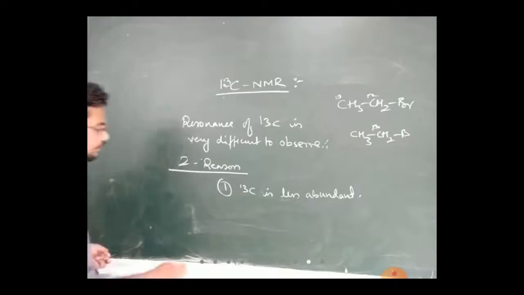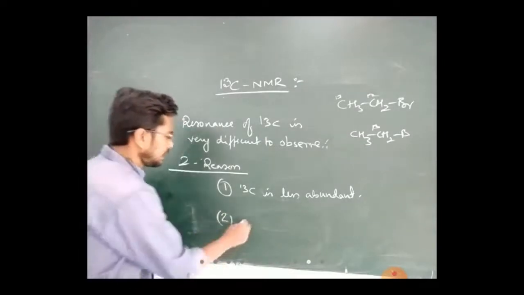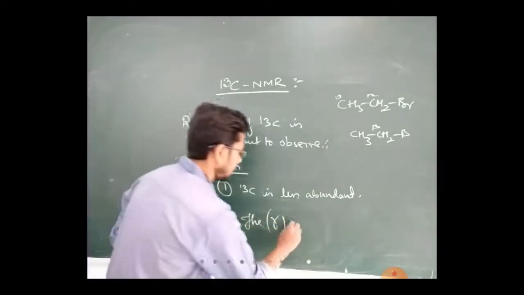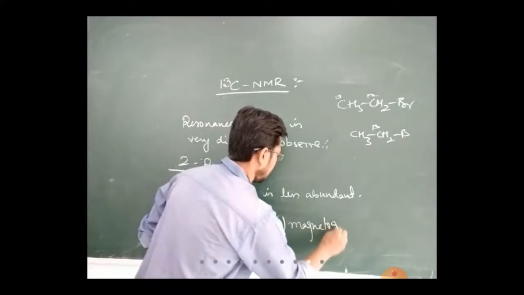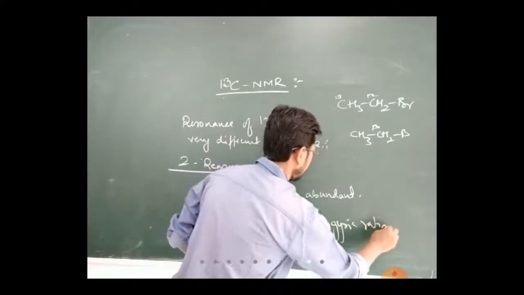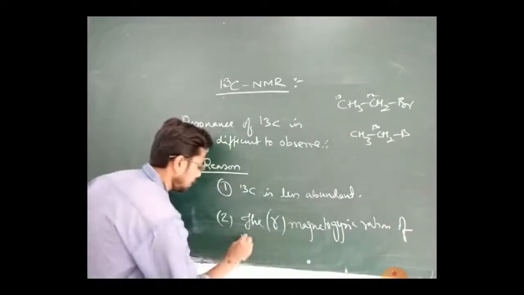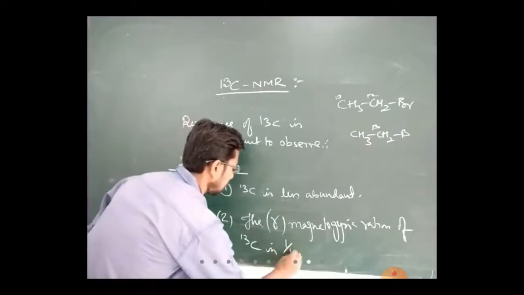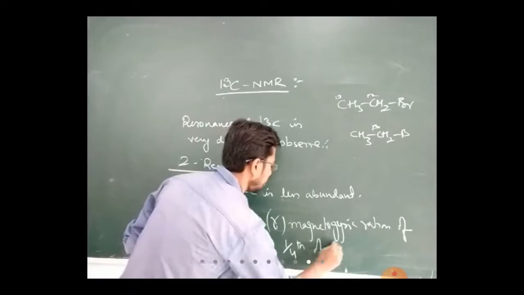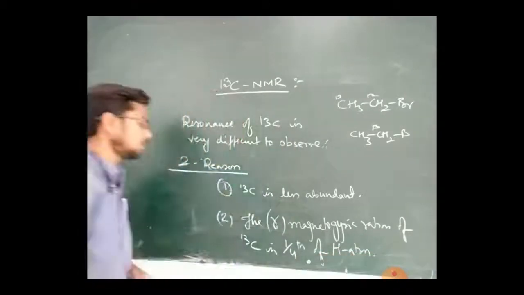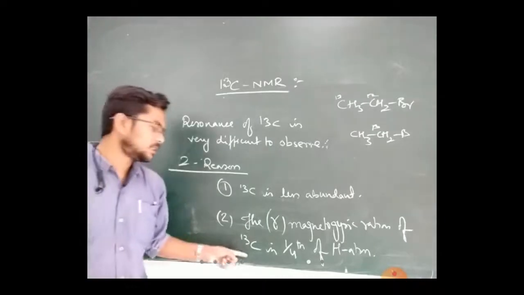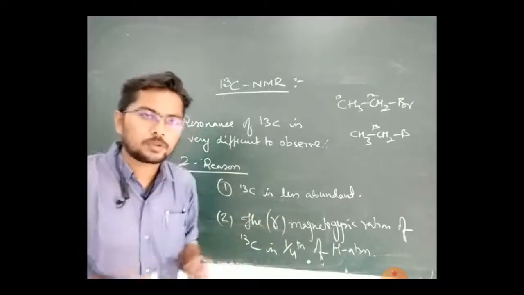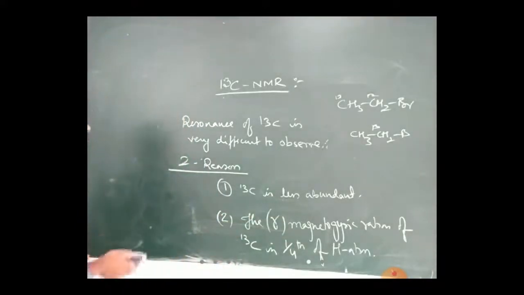The second point is the magnetogyric ratio, which we discussed in the first class. The magnetogyric ratio of 13C is 1/4 of that of the hydrogen atom. Now, what happens if the magnetogyric ratio is 1/4 of the hydrogen atom? How does it affect the spectra?